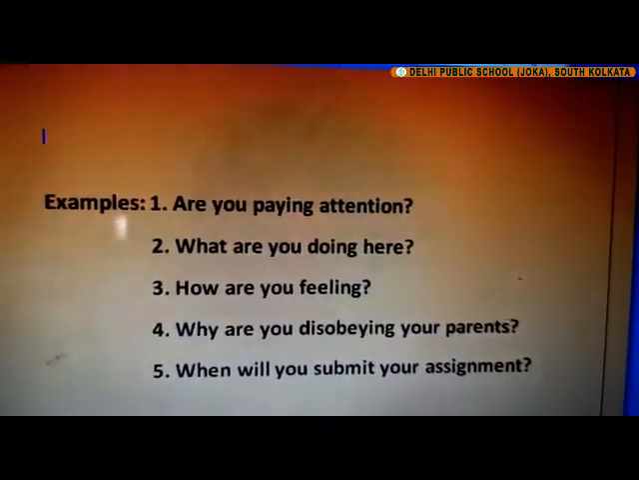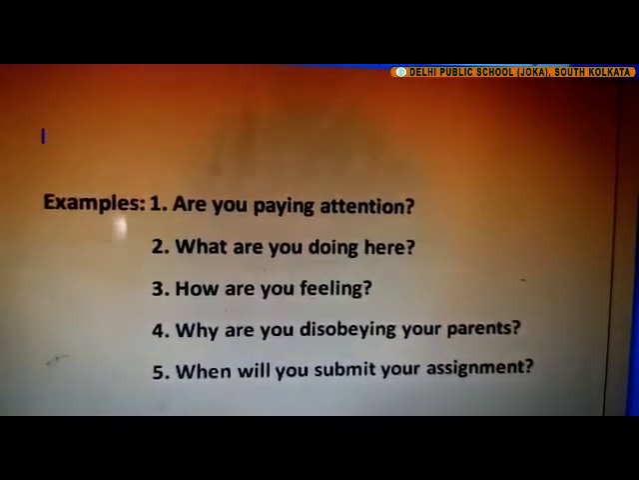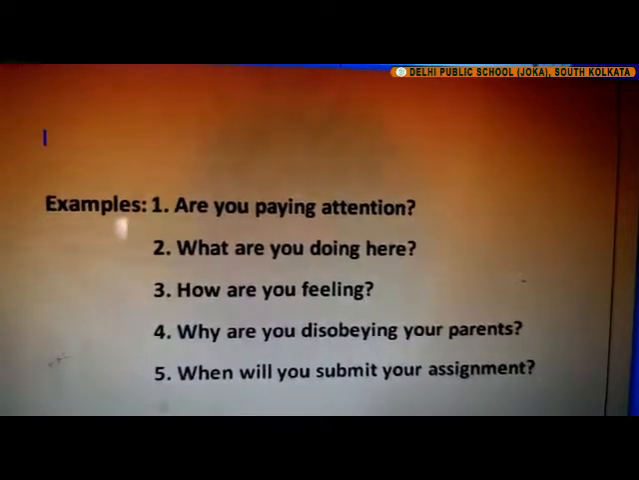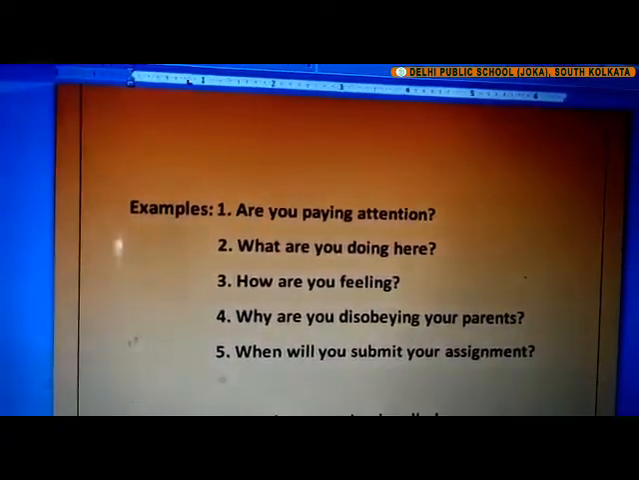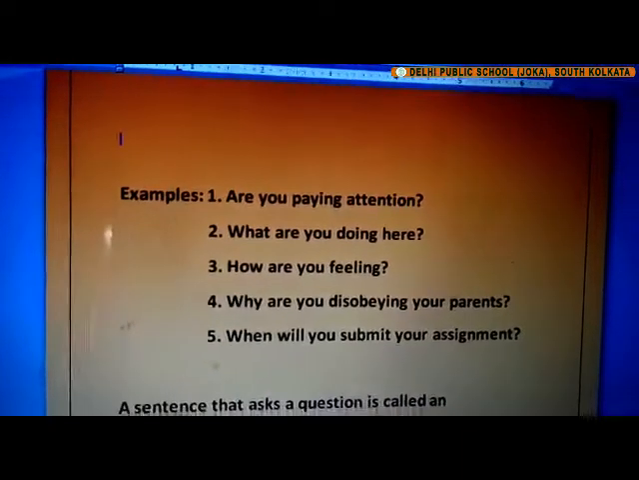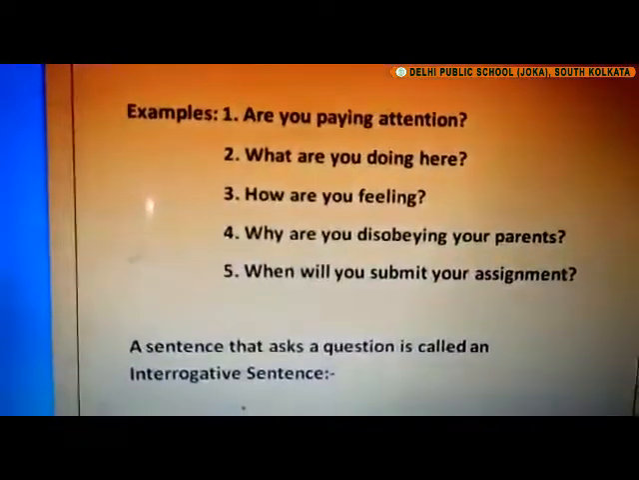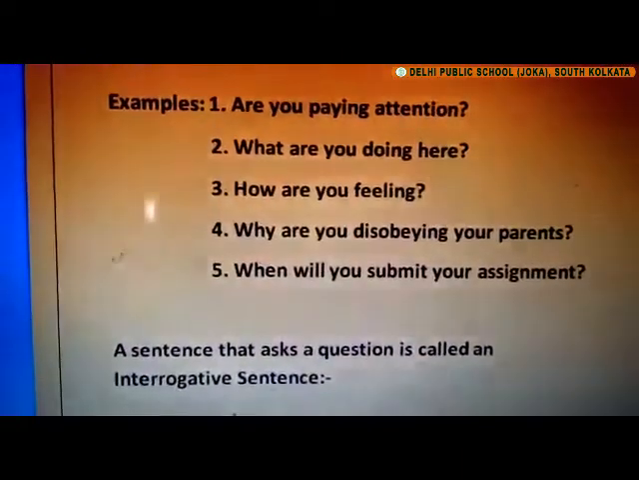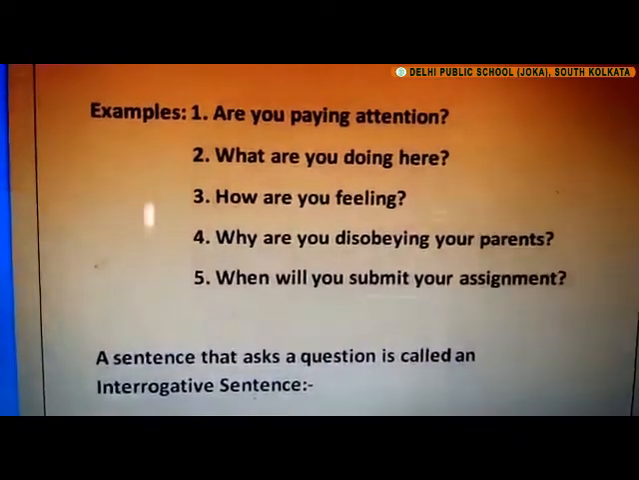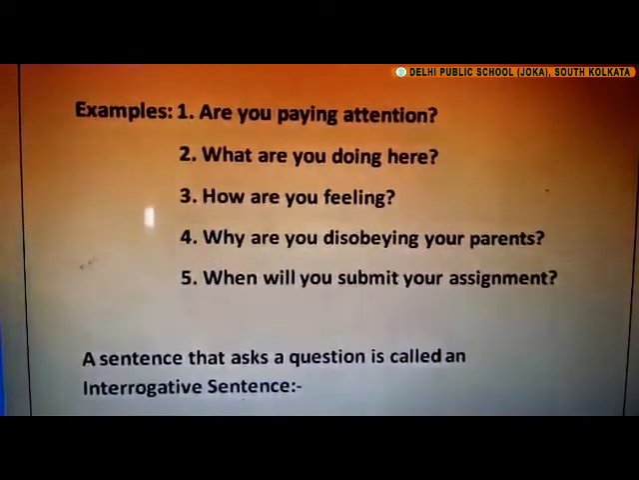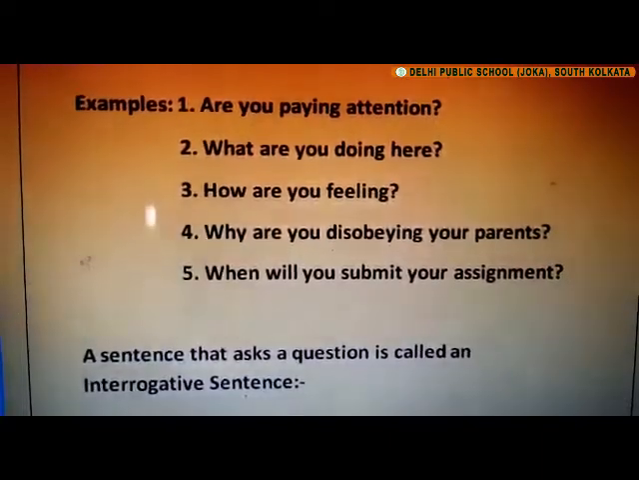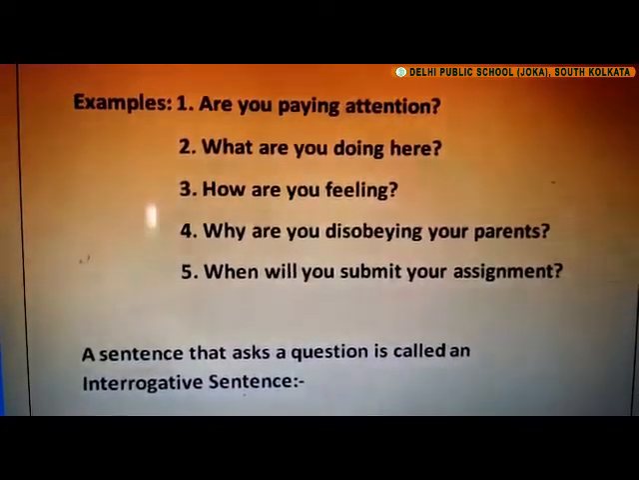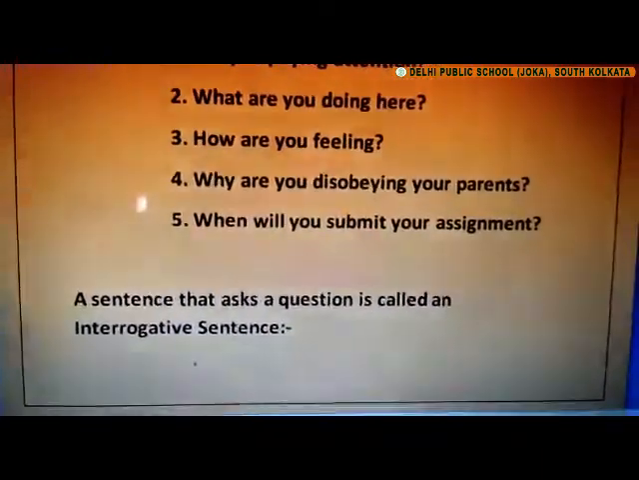I'm sure by now you might all be understanding the definition of an interrogative sentence. It's very simple, children. Let's move on to the definition now. The definition is: a sentence that asks a question is called an interrogative sentence. Please repeat. A sentence that asks a question is called an interrogative sentence.